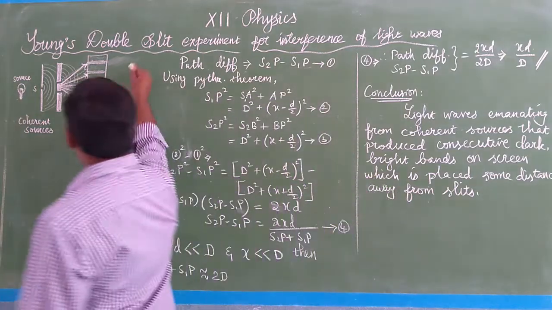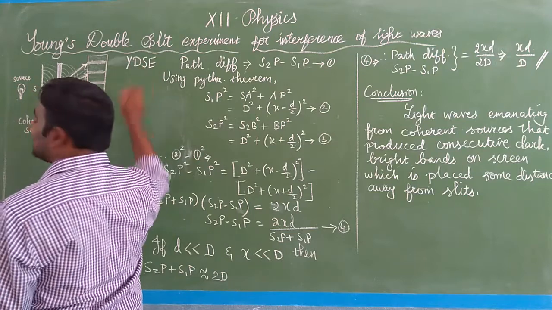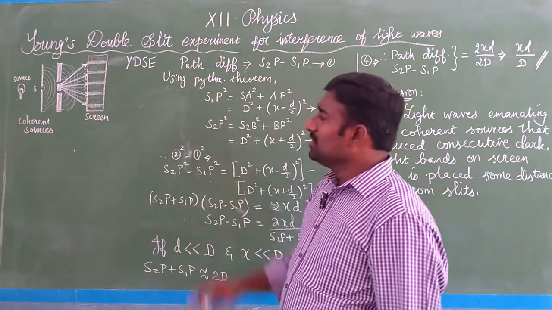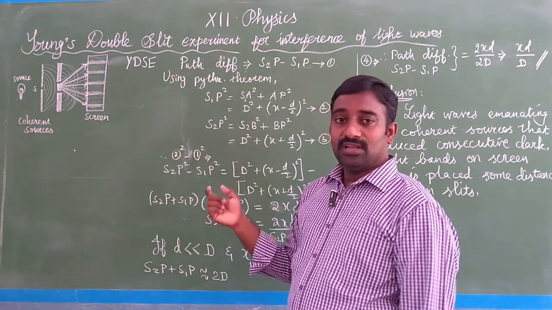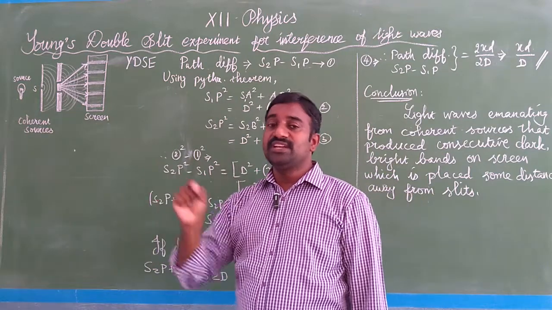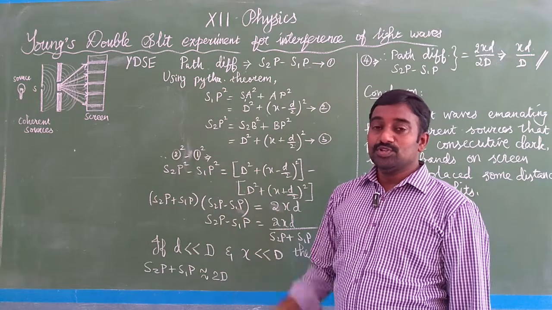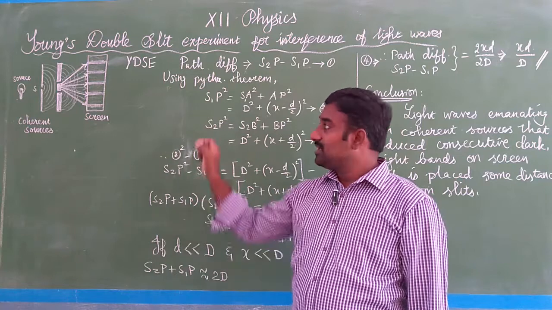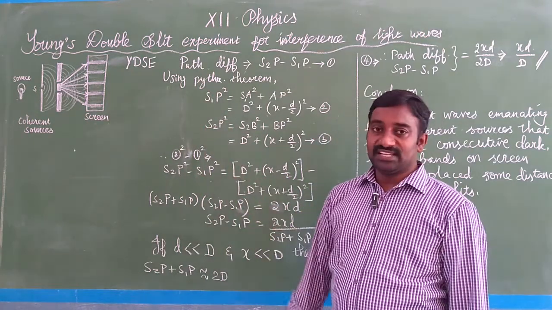That is Young's double slit experiment, YDSE. What is the importance of this experiment? In destructive interference we have a problem: each wave is in a different phase, with different angles and different amplitudes. So we need to fix the phase. To lock the phase, Thomas Young introduced the experiment, Young's double slit experiment.